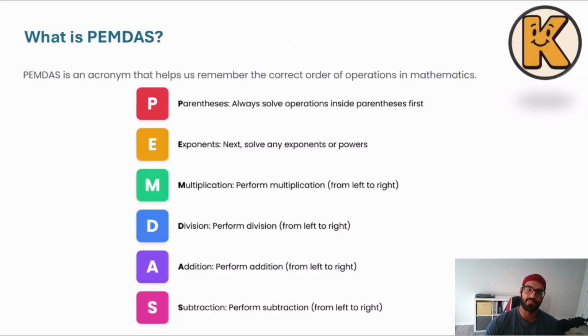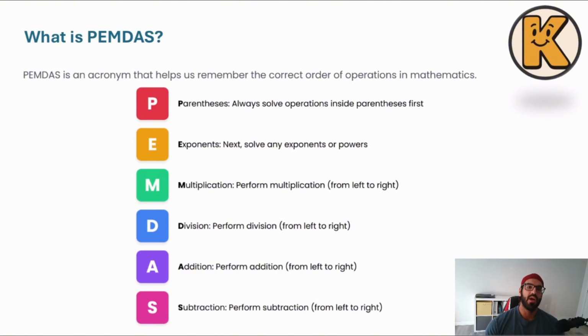So what does PEMDAS mean? PEMDAS actually contains different kinds of operations. The P is parentheses, E is exponents, M is multiplication, D is division, A is addition, and S is subtraction. So what does that mean? It means that whenever you see different kinds of operations side by side, you have to follow this order.